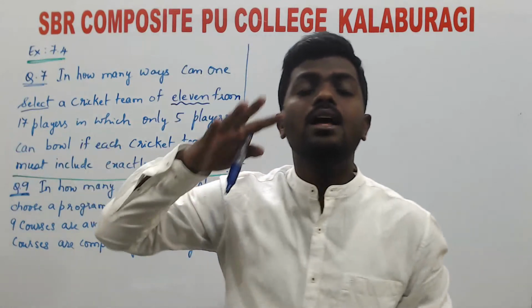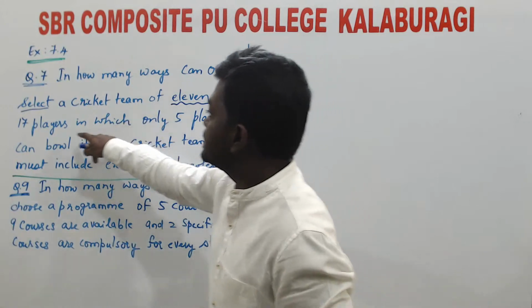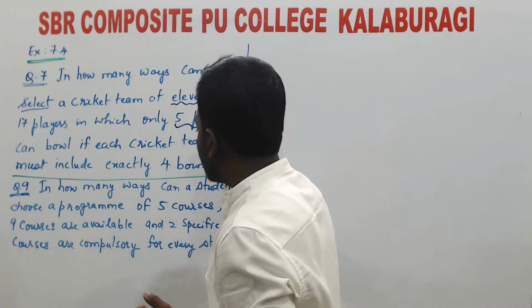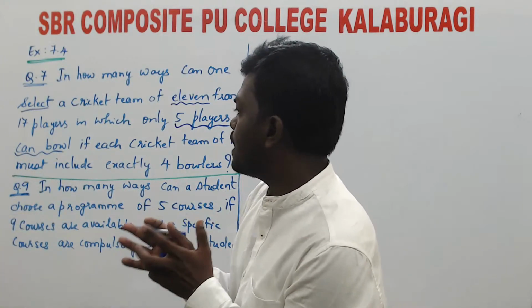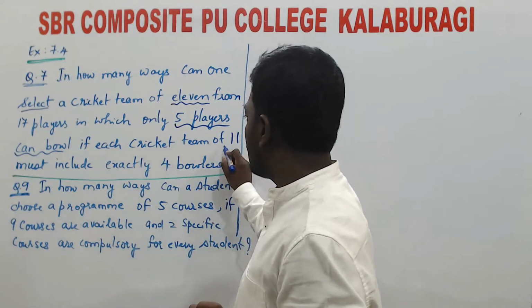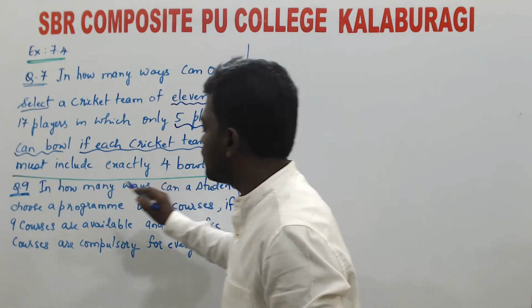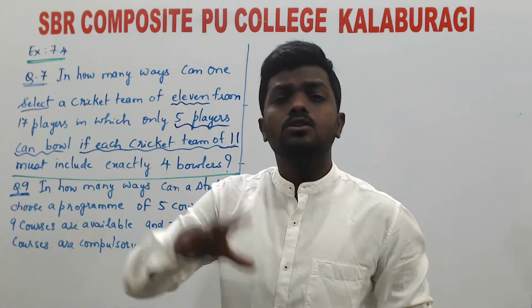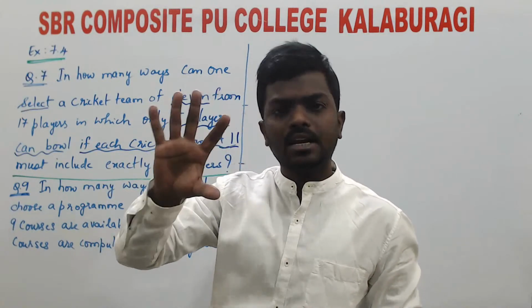You have to make a cricket team of 11 from 17 players, in which only 5 players can bowl. So in the collection of 17 players, only 5 can bowl. If each cricket team of 11 must include exactly 4 bowlers, what is the total number of players we have? 17.